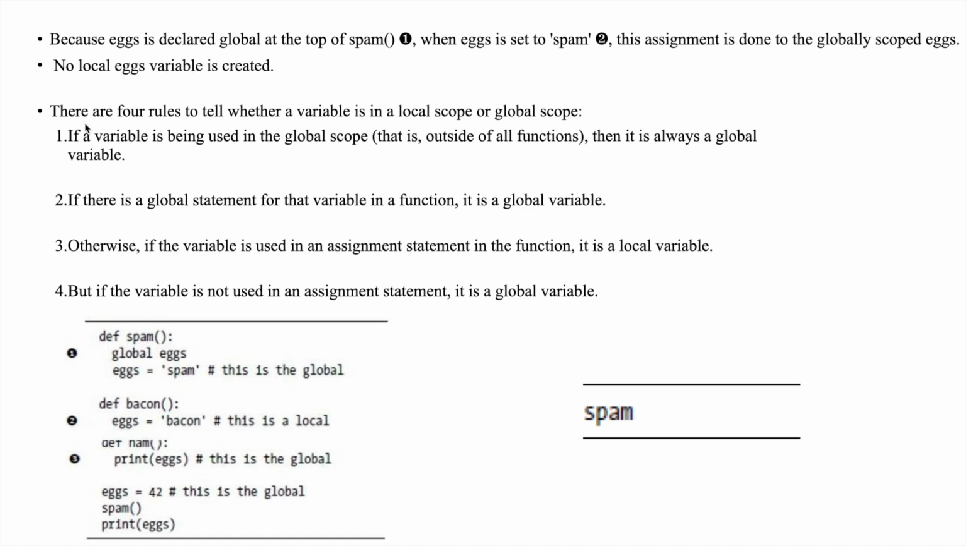Okay, and one more thing, there are four rules to tell whether a variable is in a local scope or a global scope. What are those rules?